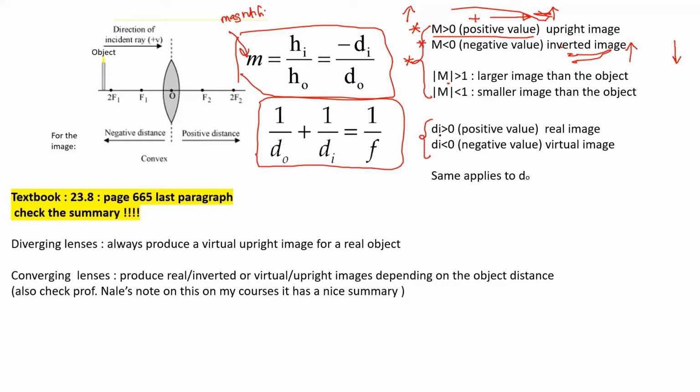If your DI was a positive value, that means if this is your lens and this is your object, and your image was, let's say, here, so this is a case where DI is positive, then it is a real image. If your DI is negative, that means your DI was on this side, then it is a virtual image.